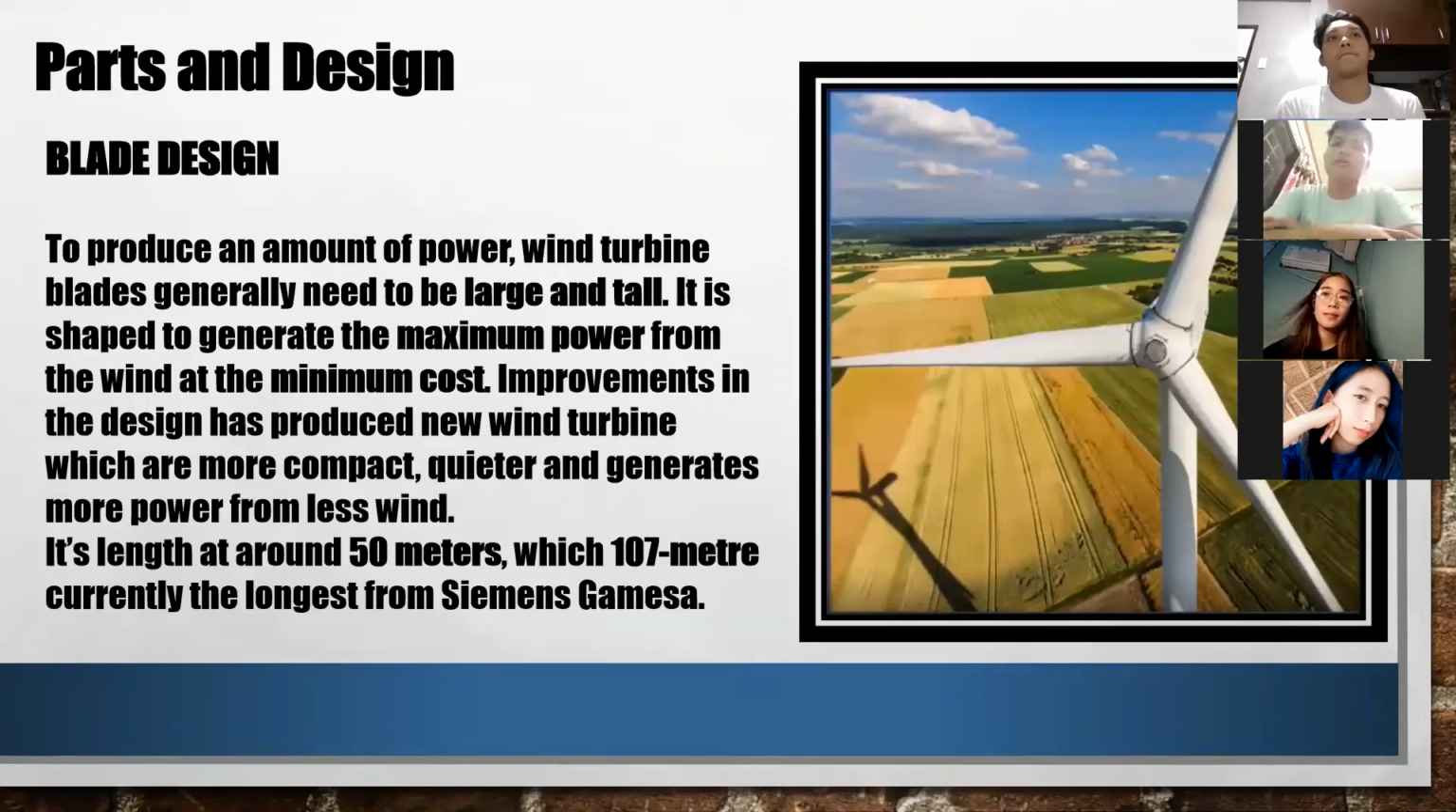Blade design. To produce an amount of power, wind turbine blades generally need to be large and tall. It is shaped to generate the maximum power from the wind at the minimum cost. Improvements in the design have produced new wind turbines which are more compact, quieter, and generate more power from less wind. Its length is around 50 meters, up to 107 meters, currently the longest from Siemens Gamesa.